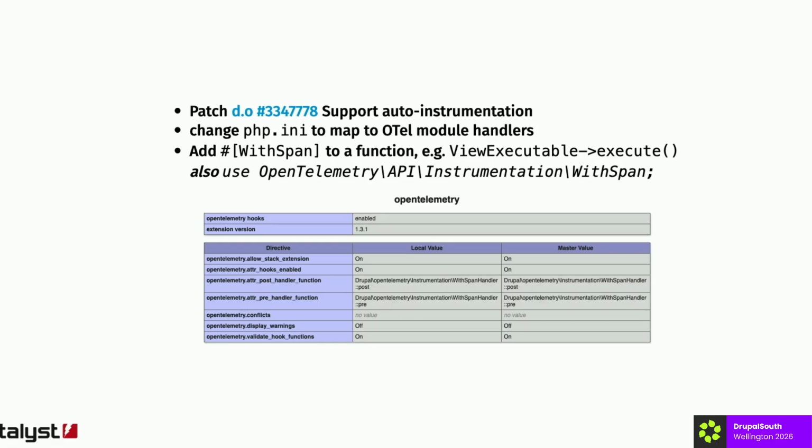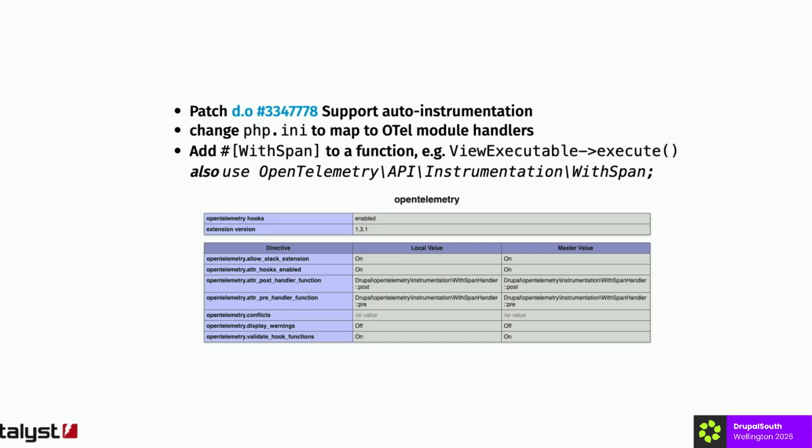But you don't necessarily want to have to add an entire event subscriber every time you want to attach, just look at a single function. That's not really scalable. So OpenTelemetry does support a degree of auto-instrumentation. Essentially, we need a patch. And as part of the PHP ini, you can register pre and post span hooks. And then you can just add a with span PHP attribute to a function anywhere in core, for example.